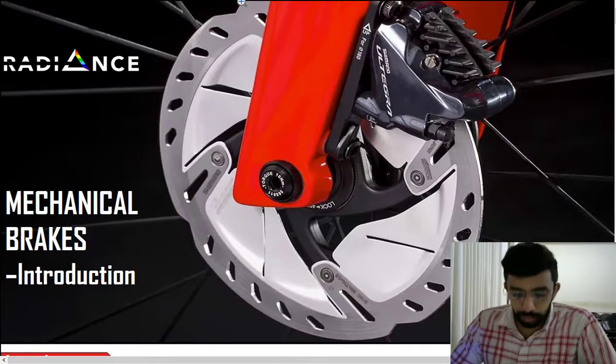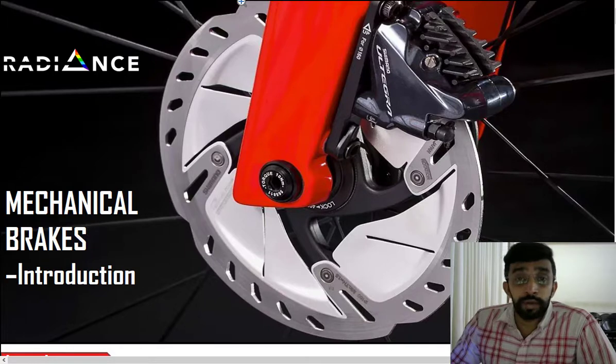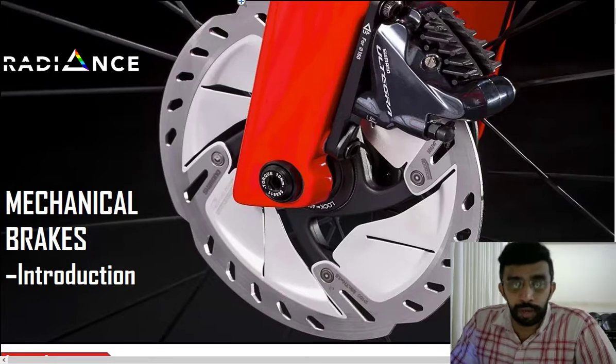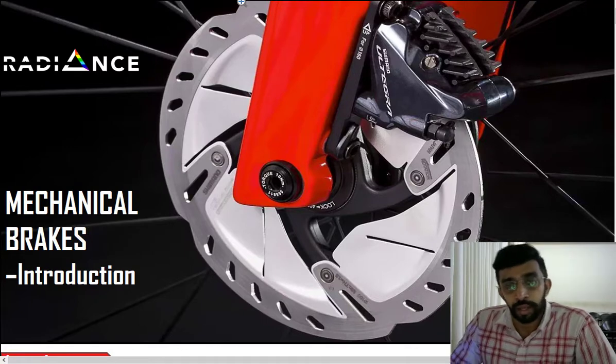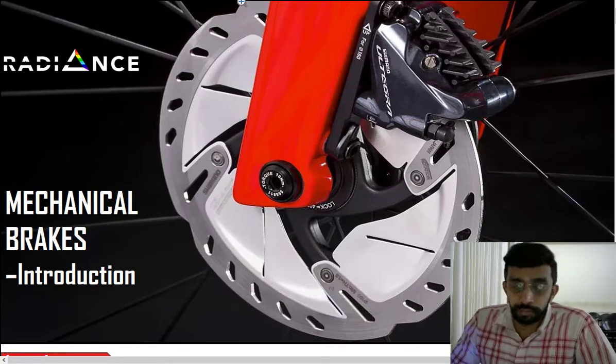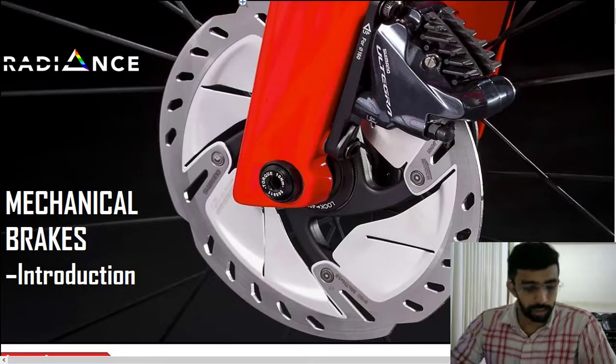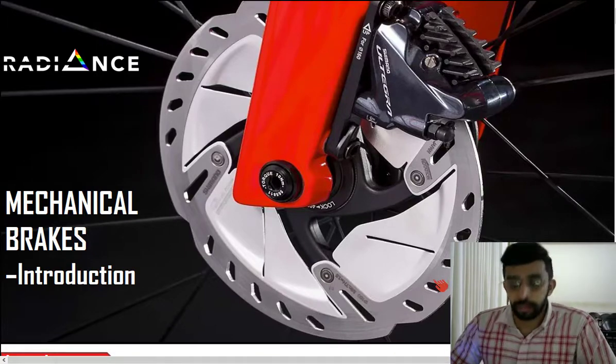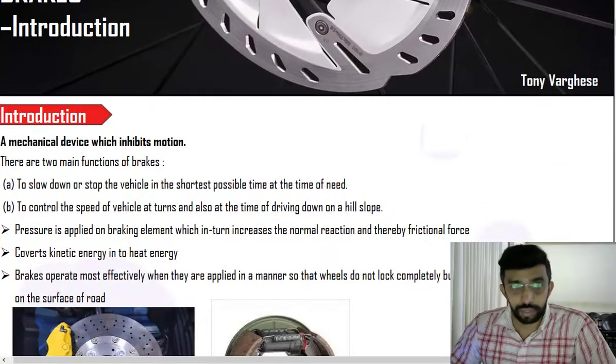Today we will discuss the design of mechanical brakes, and in this class we will have a brief introduction about the brakes, their classification, followed by the design procedure. So now let's look into the introductory part of the mechanical brakes.